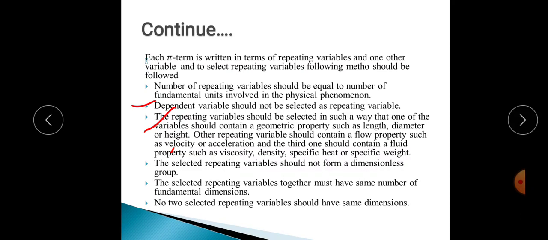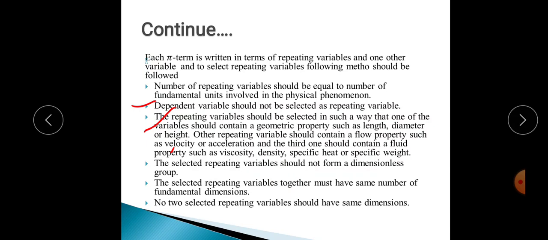And next, the selected repeating variables should not form a dimensionless group. So this is a very important point again. The selected repeating variables should not form a dimensionless group. It should have some dimension. And the selected repeating variables together must have the same number of fundamental dimensions.